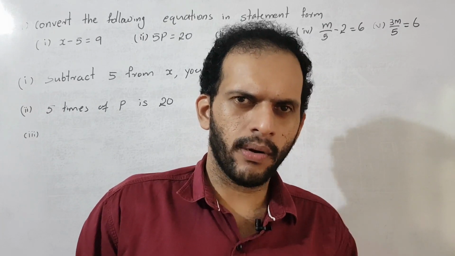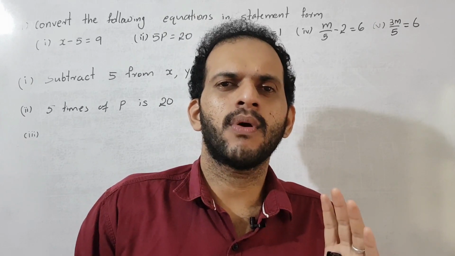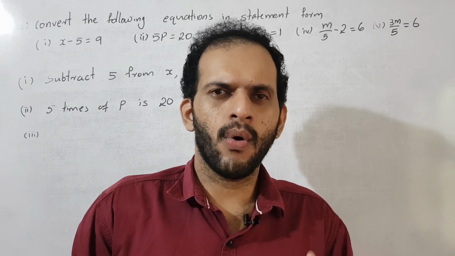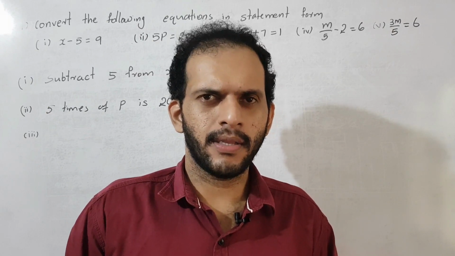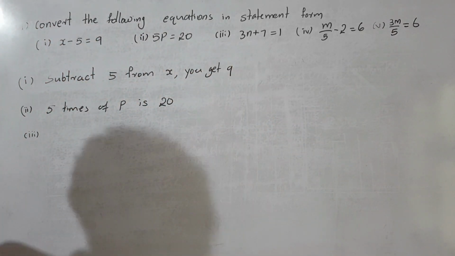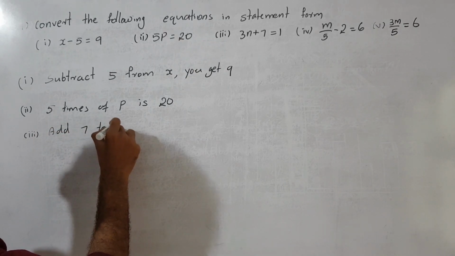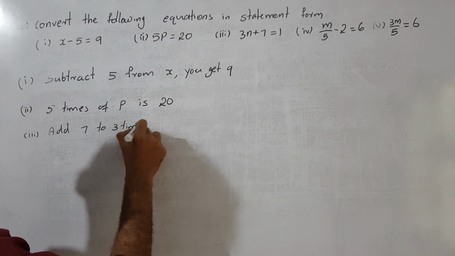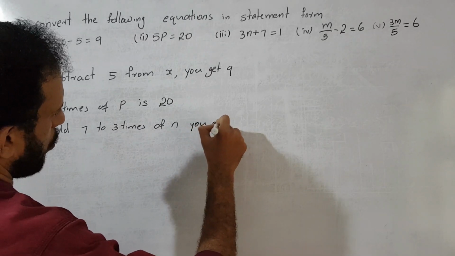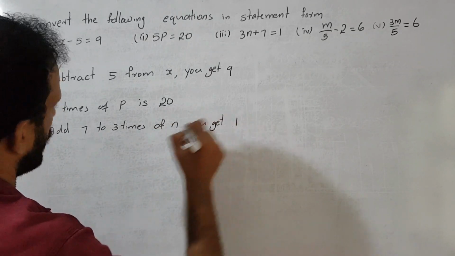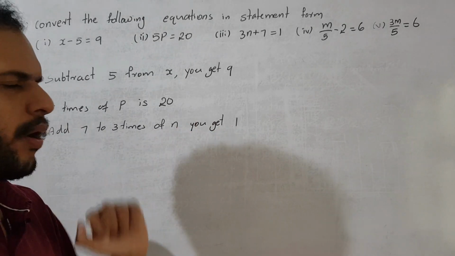Then you get 1. Then how do we say? Add 7 to 3 times of n, then is, or you get 1. Okay, I think you got the idea. Then how to say? Add 7 to 3 times of n, you get, or is, both are correct, 1. Add 7 to 3 times of n, you get 1.